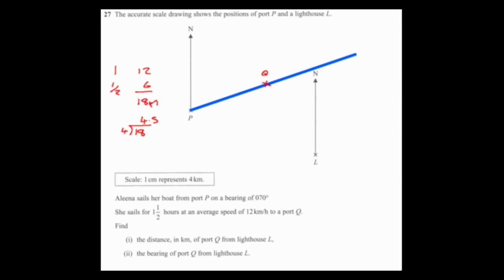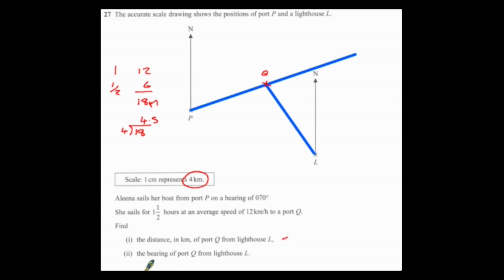Your next job is to measure the distance, this is part 1 of the question, of Q from L. So you are going to take a line from L to Q and measure that distance. Now you will measure it in centimeters, and then once you have that measurement, multiply it by 4 to get the kilometers. That will be part 1.